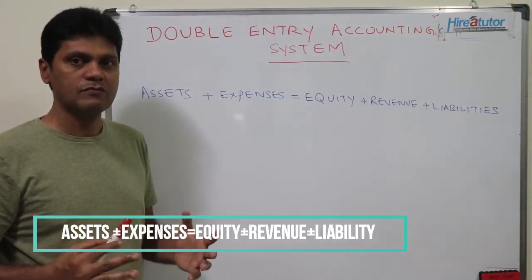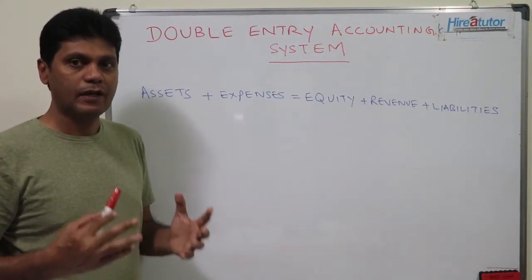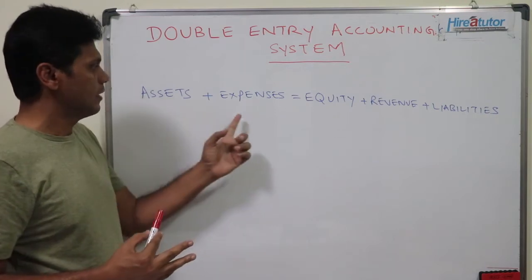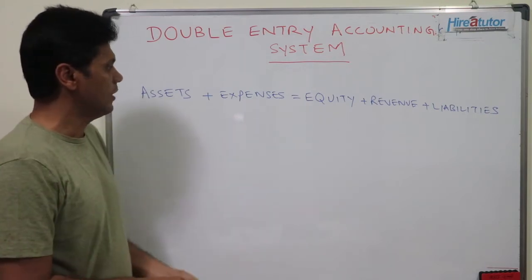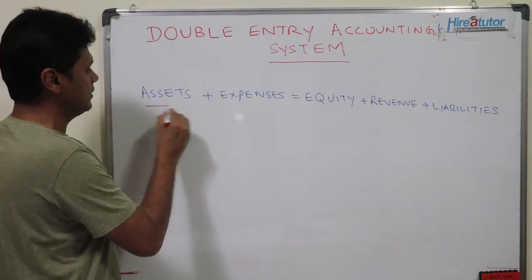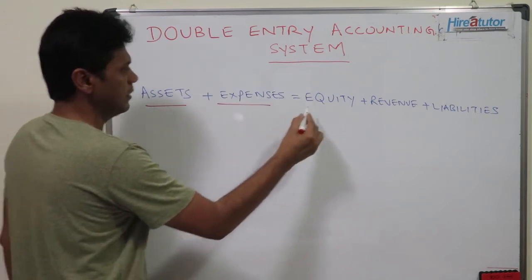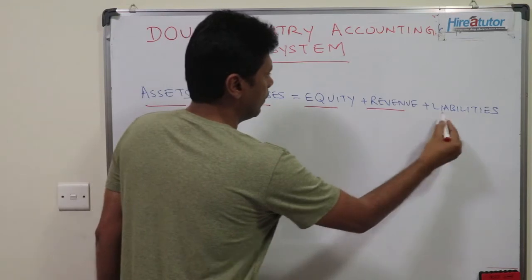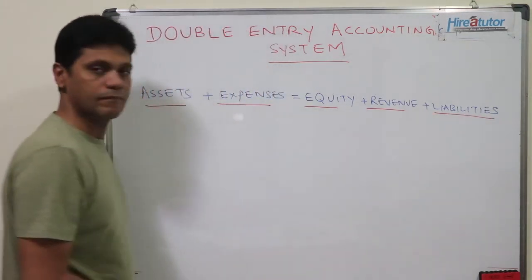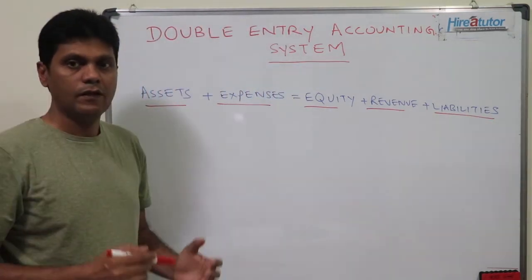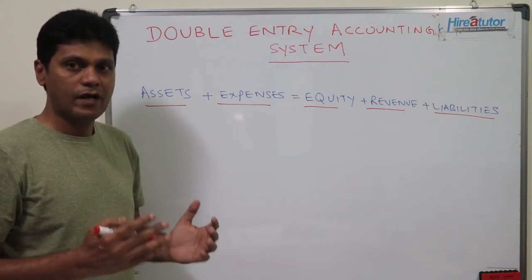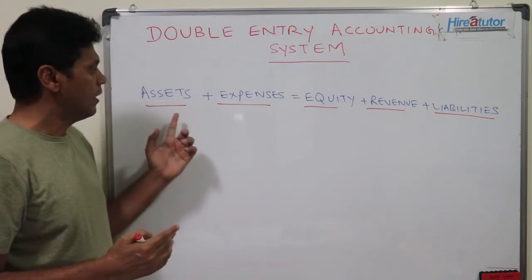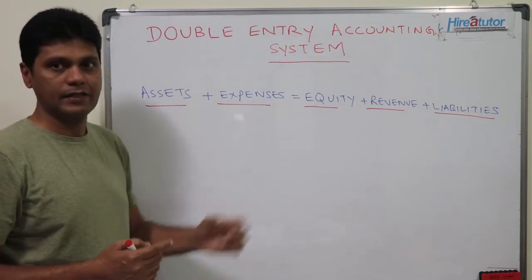Basically there will be 5 types of transaction that will be recorded under these categories. There will be 5 categories, namely assets, expenses, equity, revenue and liabilities. Now let's look at what type of transaction can be recorded under each of these categories.